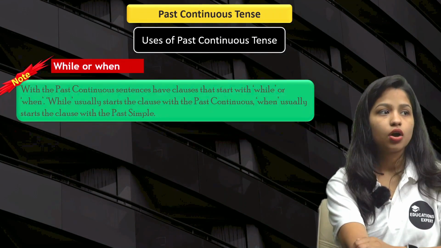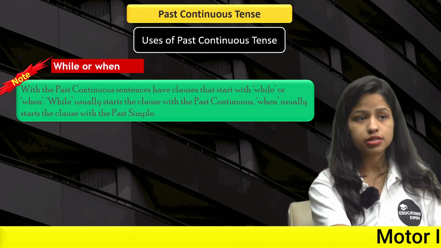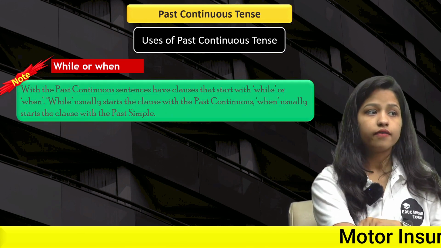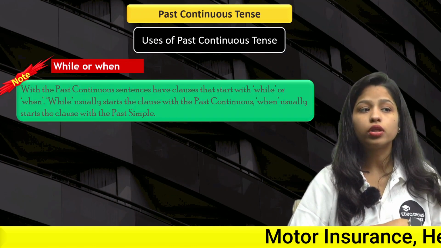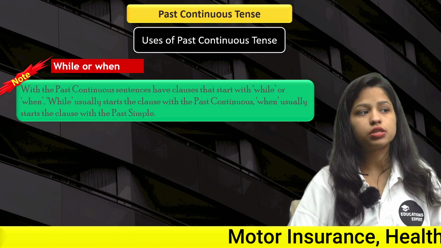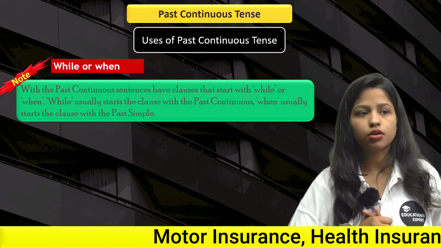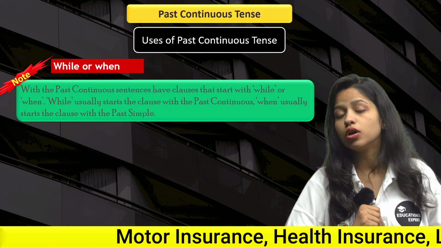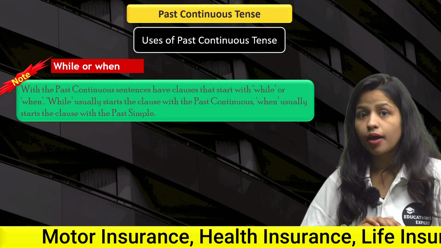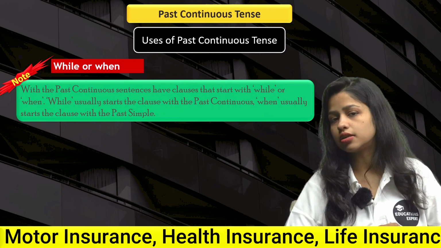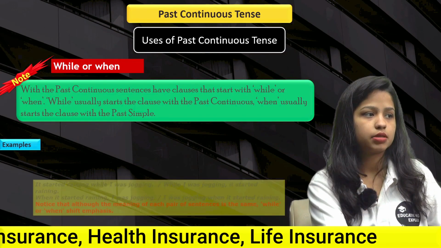Next up we have while or when. Past continuous sentences have clauses that start with while or when. While usually starts the clause with the past continuous. When usually starts the clause with past simple. This is the simplest way to understand it: if you want to use the past simple tense in a sentence, then you start with when. But if you are using past continuous tense, then you can start with while. How? Let's see some examples.